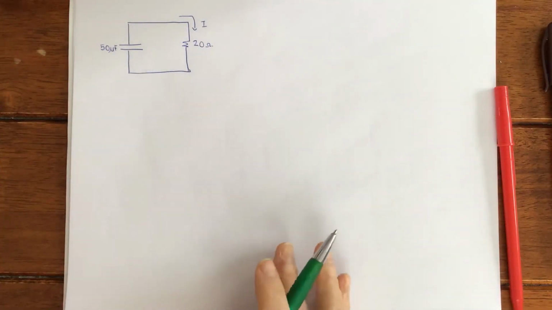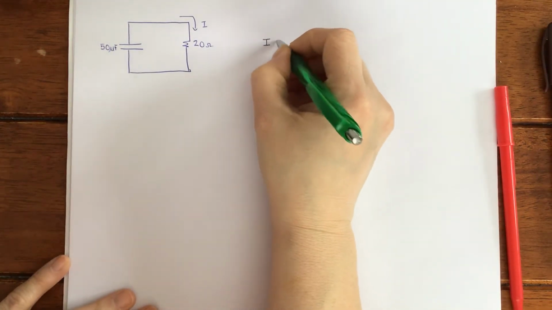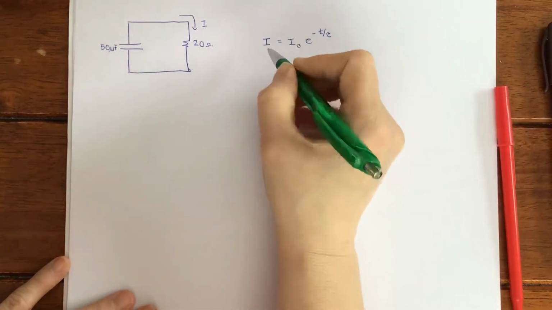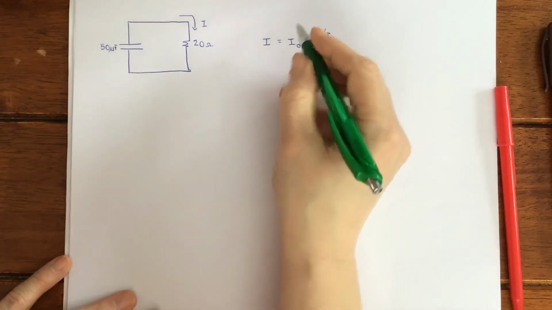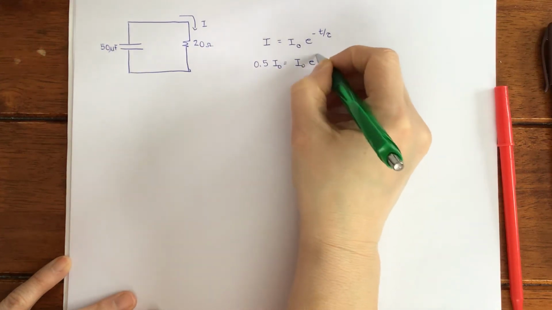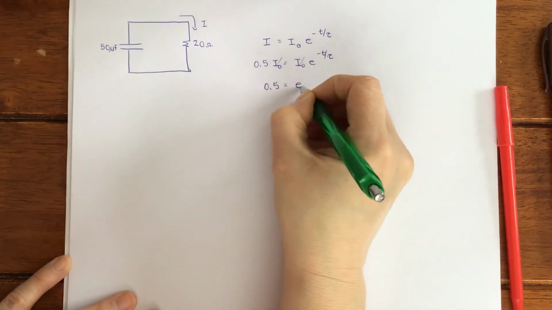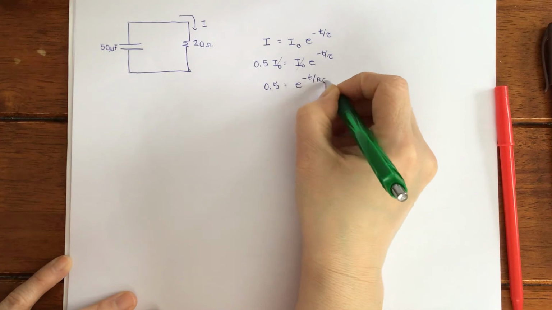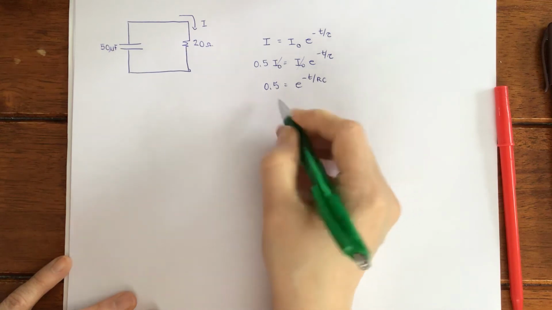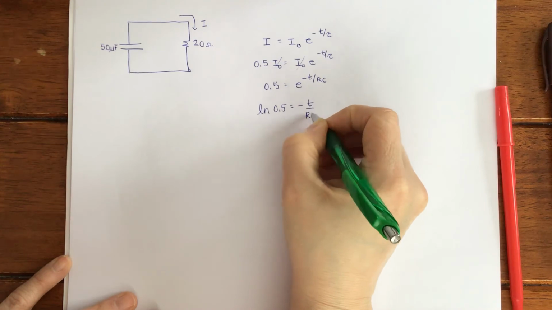So let's write down our equation for the current in a discharging capacitor. We know that I is equal to I0 e to the minus t divided by tau. We know that we want the current at some time when it's equal to 1/2 of the initial current, so 0.5 I0. Those I0s cancel. Let's remember that tau is R times C, resistance times capacitance. We'd like to get rid of our e so that we can find our time t. Let's take the natural log of both sides. And let's solve for t.